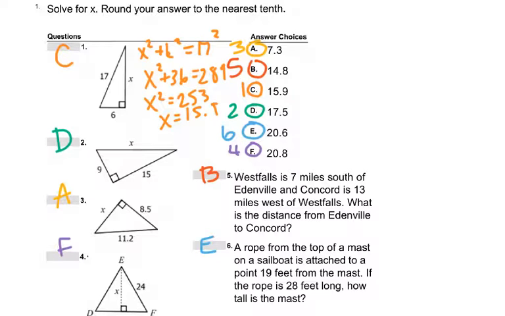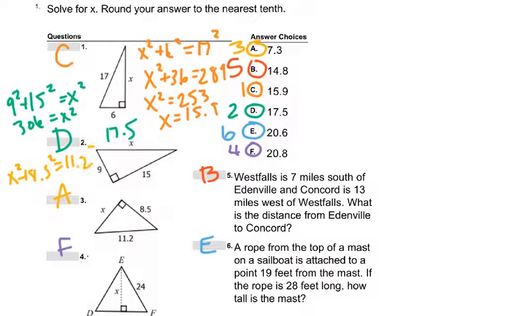For number 2, I'm going to set it up like 9 squared plus 15 squared equals x squared. So when I add these together, I get 306 equals x squared. And then when I take the square root of both sides, that's how I get 17.5. For number 3, I'm going to set it up as x squared plus 8.5 squared equals 11.2 squared. I'm going to get all the numbers to one side, so I get x squared equals 53.19. And then when I take the square root of both sides, I get 7.3.